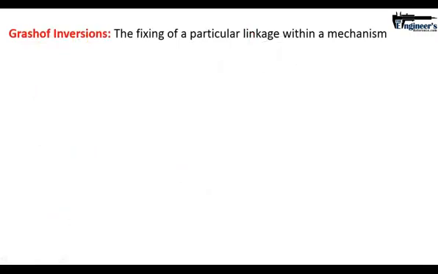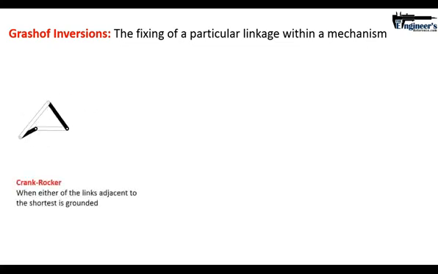Now, as far as how they actually are configured, are the inversions, the Grashof inversion. The good definition of that is the fixing of a particular linkage within the mechanism. Now let's look at that. When the link adjacent to the shortest link, the ground link, is fixed, you end up with a crank rocker condition. So here we have the ground adjacent to the shortest link. We end up with a crank, the complete revolution, and a rocker condition. Again, that has certain purposes to it. Again, your windshield wiper is a good example.